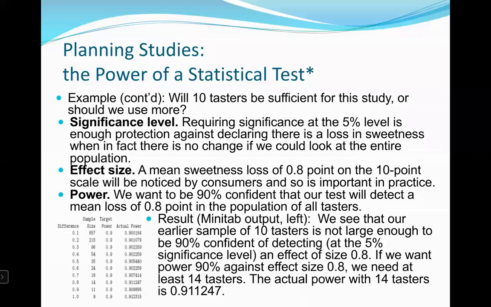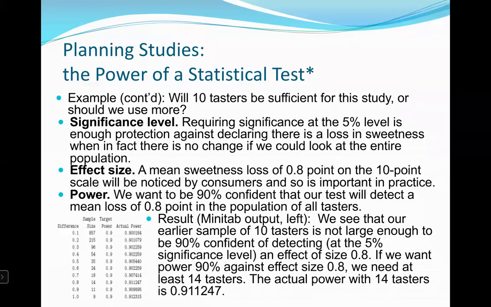Result from Minitab. We see that our earlier sample of 10 tasters is not large enough to be 90% confident of detecting at the 5% level an effect of size 0.8. If we want power 90% against effect size 0.8, we need at least 14 tasters. The actual power with 14 tasters is 91%.